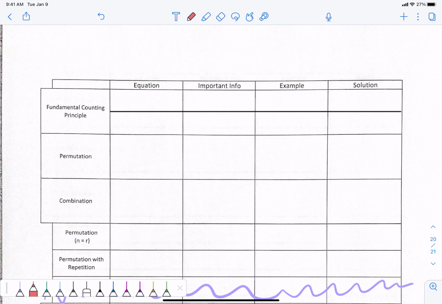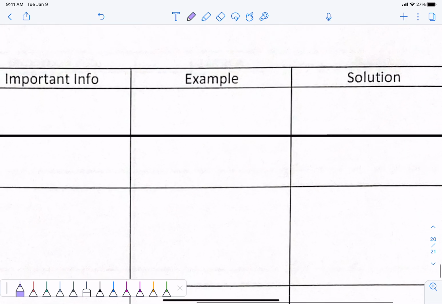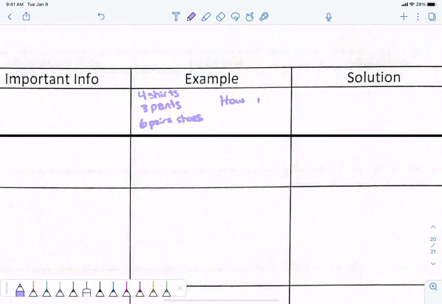Let's do this. I'm going to do 4 shirts, 3 pants, 6 pairs of shoes. And then I'm going to say, how many outfits? You guys know what this is? You know what you're doing now? Okay, now that I give you the example, you're like, yeah, now I know what to do.